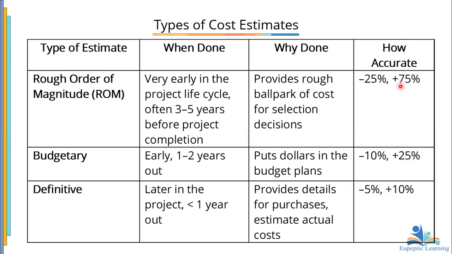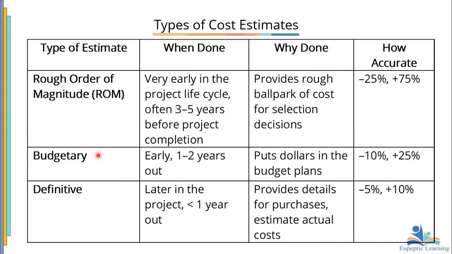75% accurate, is that not it? Let's look at something here. Very early in the project life cycle, often 3 to 5 years before the project is completed, depending on the project, if that's for a bigger project. Why is it that it provides a rough ballpark of the cost for selection decisions? So we are saying that it is accurate to about minus 25% to plus 75%.